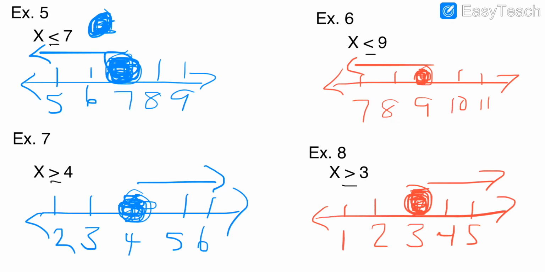Example number 8 says x is greater than or equal to 3. I should have a closed circle on 3. I'm looking for numbers that are greater than 3, so that means my line will be going to the right.